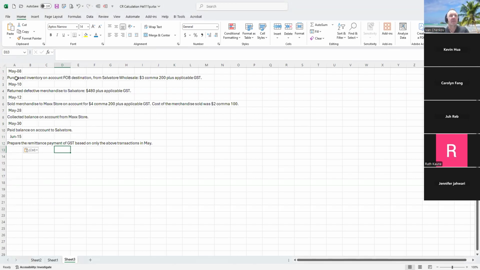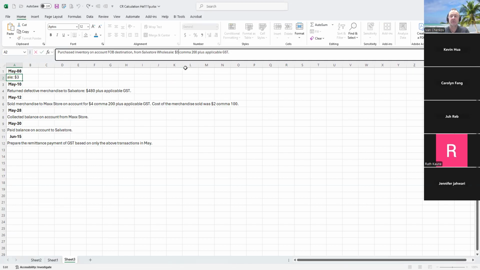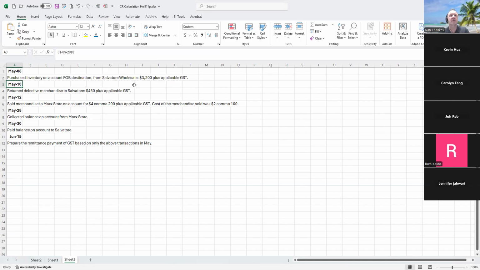Yes. Okay, so now we're going with this question, which has the dates of the transactions and what actually happened. This company purchased inventory on account, freight on board destination, from this company for $3,200 plus applicable GST. So let's go one after another. May 9th, that will be transaction number A.